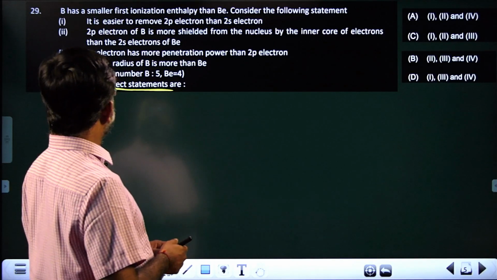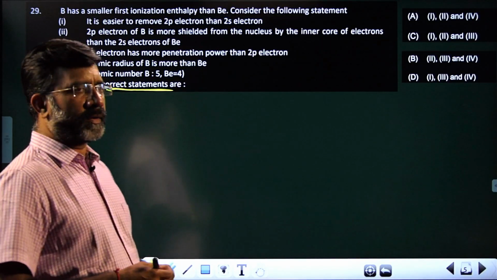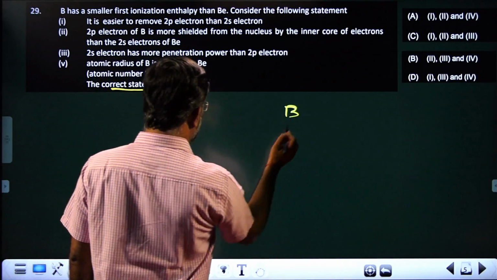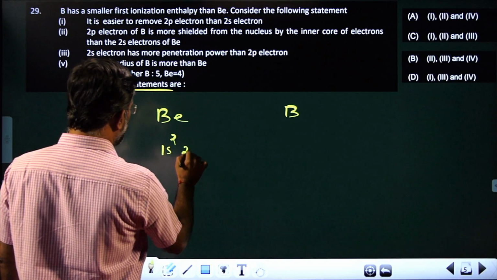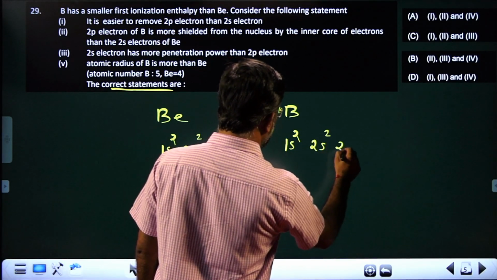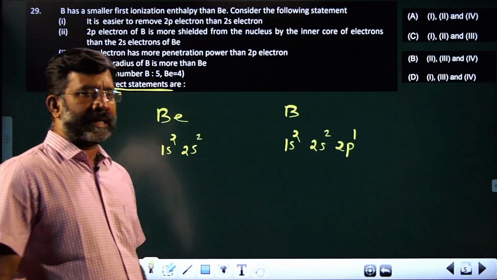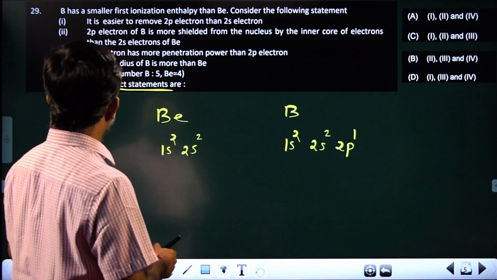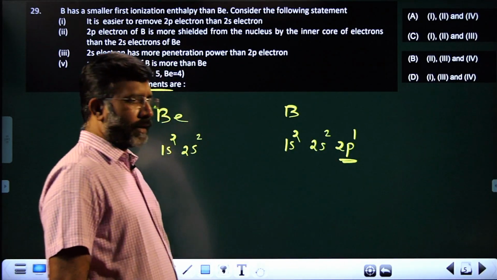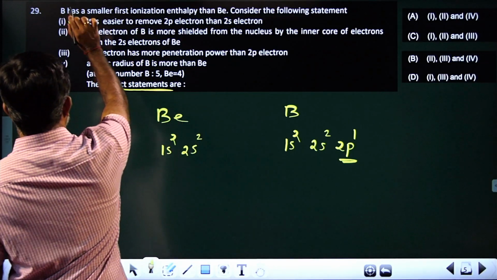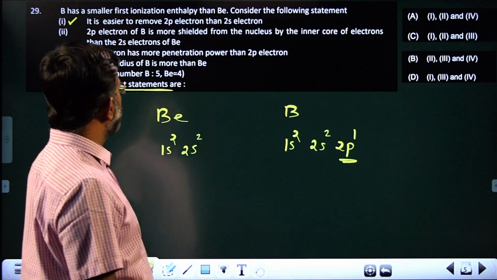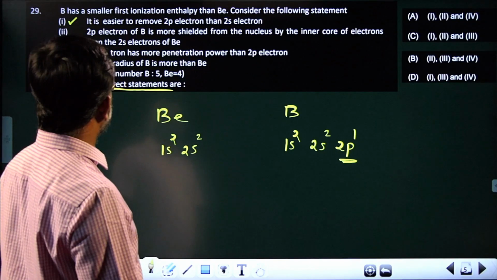First statement: it is easier to remove a 2p electron than a 2s electron. In boron and beryllium, you know it is 1s2, 2s2 configuration in beryllium, while it is 1s2, 2s2, 2p1 configuration for boron. That is the reason. First one, it is easier to remove a 2p electron than a 2s electron. Yes, that's a true statement. Second: the 2p electron of boron is more shielded from the nucleus by the inner core of electrons than the 2s electrons of beryllium.